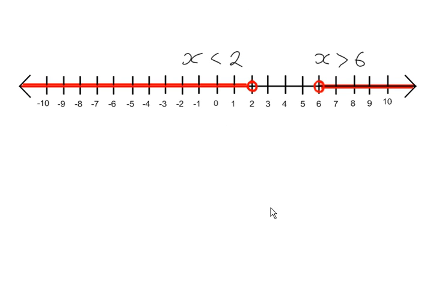In this example, you have two separate regions, unlike the previous example. So x is less than 2, x is greater than 6. So because the two regions are separate, you leave the inequalities like this. So these are correct.